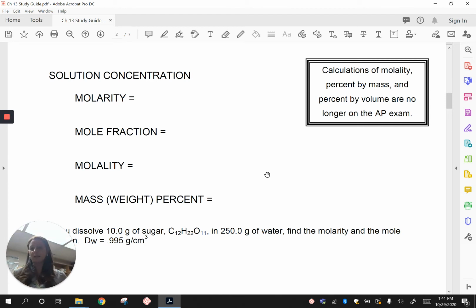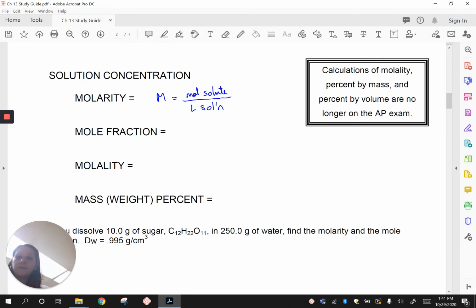The one that is favored by chemists is molarity, and molarity gets the symbol capital M, and it is moles of solute per liters of solution. There's also mole fraction. So mole fraction is X, and it is moles of solute over total moles. Molality, lowercase m, is moles of solute over kilograms of solvent.